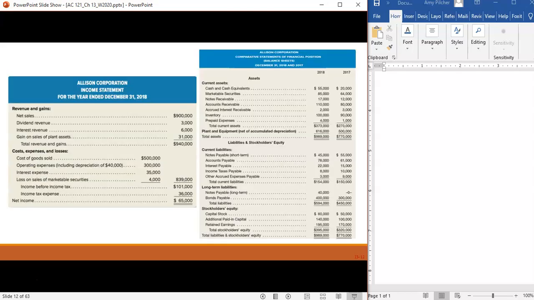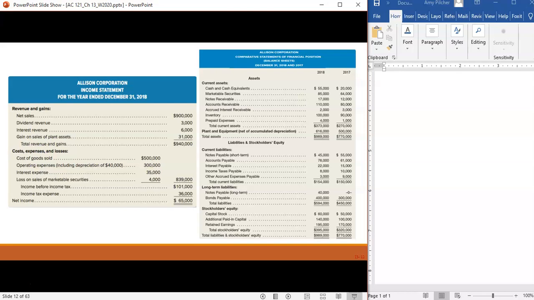This is the information we're going to use to prepare our statement of cash flows and to look at our amounts. So we have the balance sheets for this corporation. We have 2017 information and 2018 information, and then we have the 2018 income statement. There is a PDF or a Word document of this that is a little bit easier for you to see in My.Warburg that you can download along with the PowerPoint. We'll use this information to prepare our statement of cash flows.